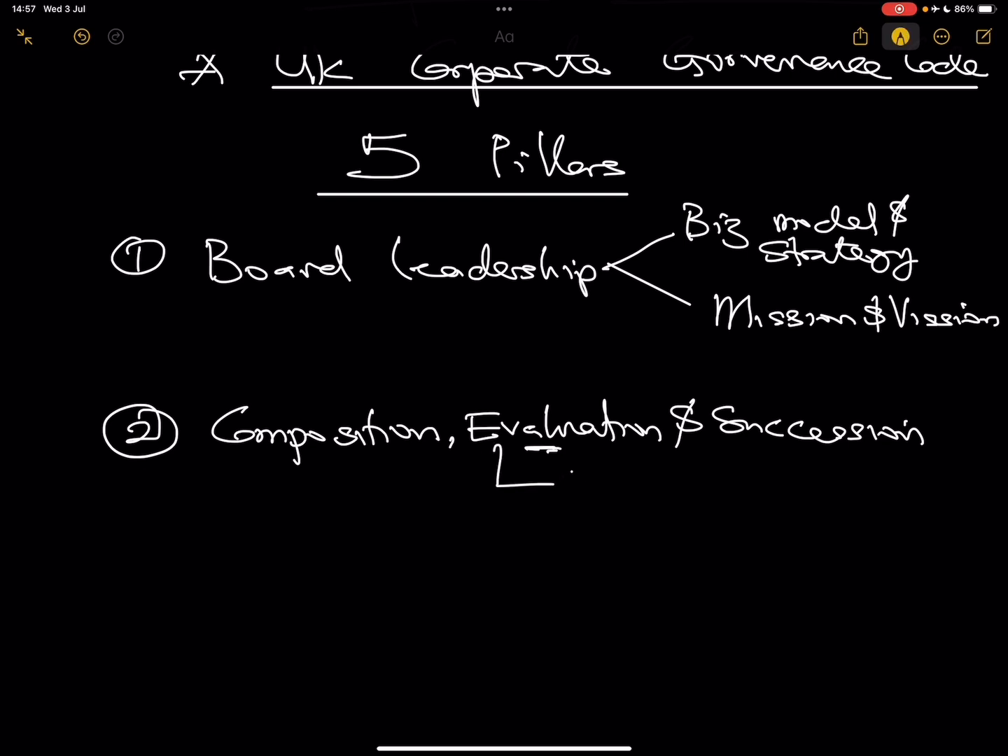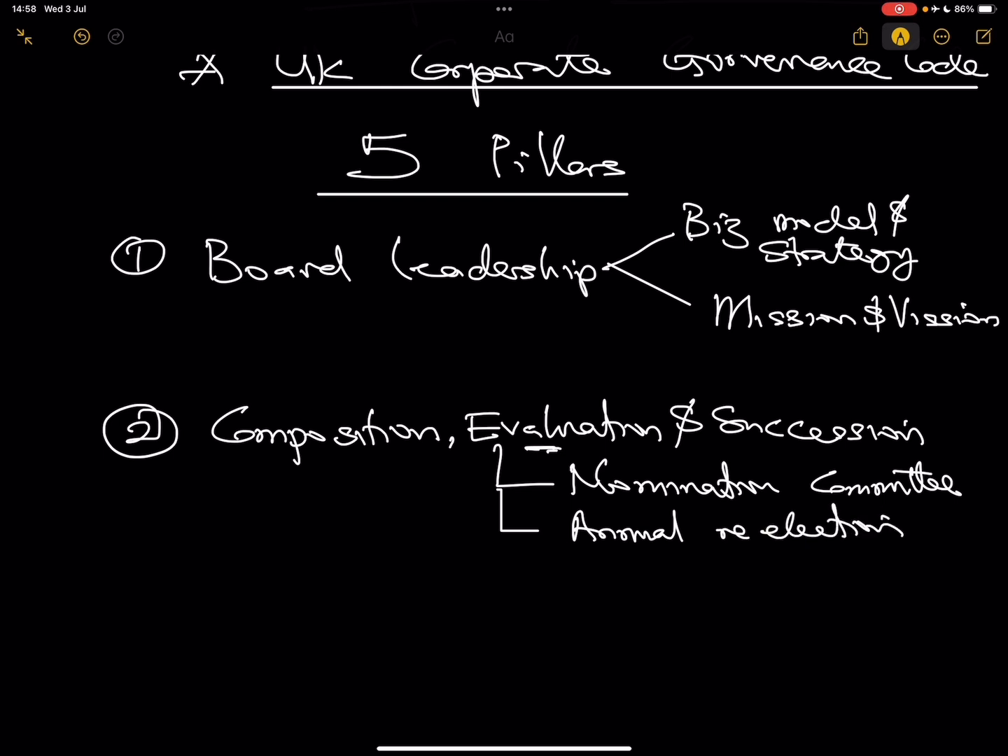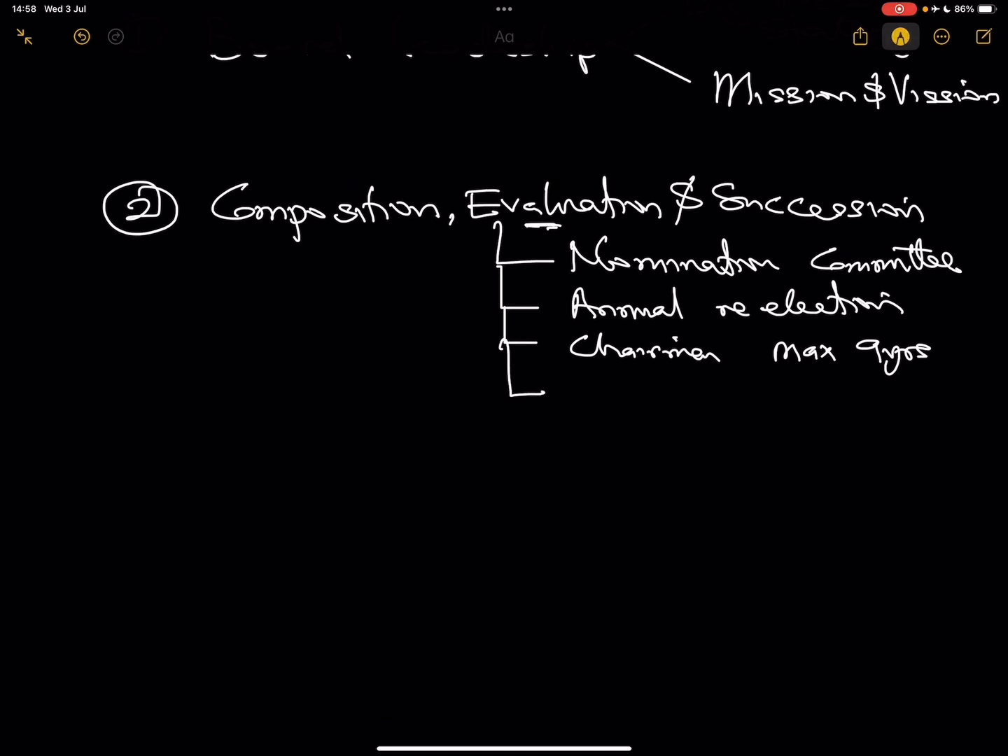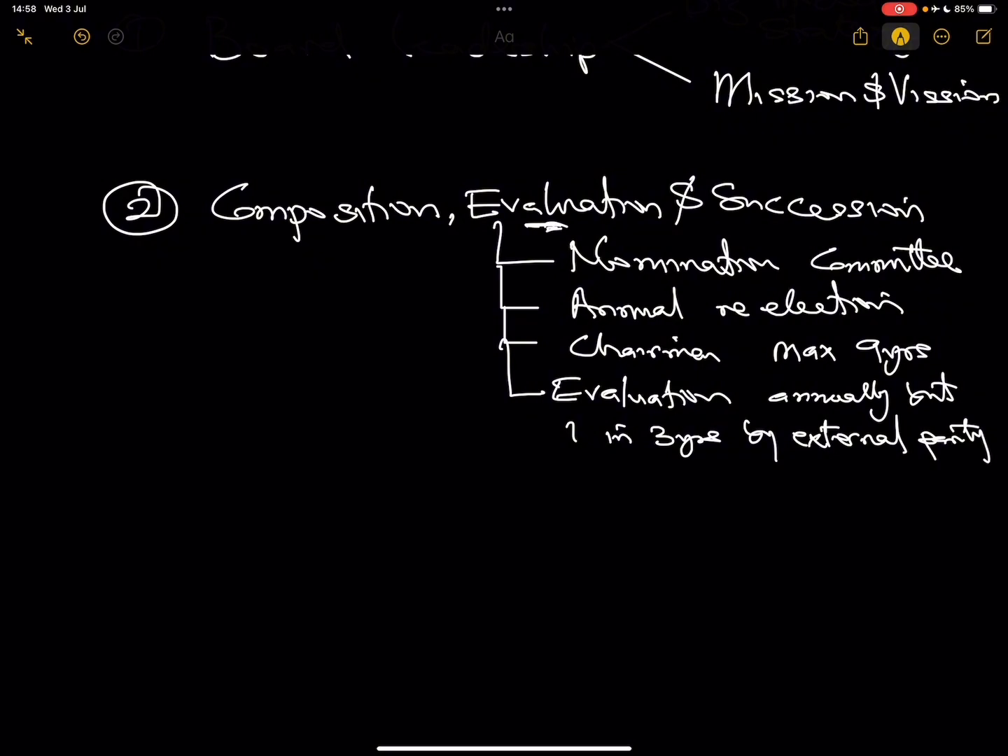So if I just summarize that quickly, we should have a nomination committee which appoints the directors and other committee members. There has to be annual re-election so that directors know that they need to be on their best behavior and performance, because they can be removed if they don't do well in their appraisal. The chairman should not last more than a maximum of 9 years. Another chairman should come after. Likewise, there has to be evaluation, like an appraisal. The same way staff are appraised, the directors should be evaluated annually, but once in 3 years by an external, independent party. You can get a consultant to do that, right?